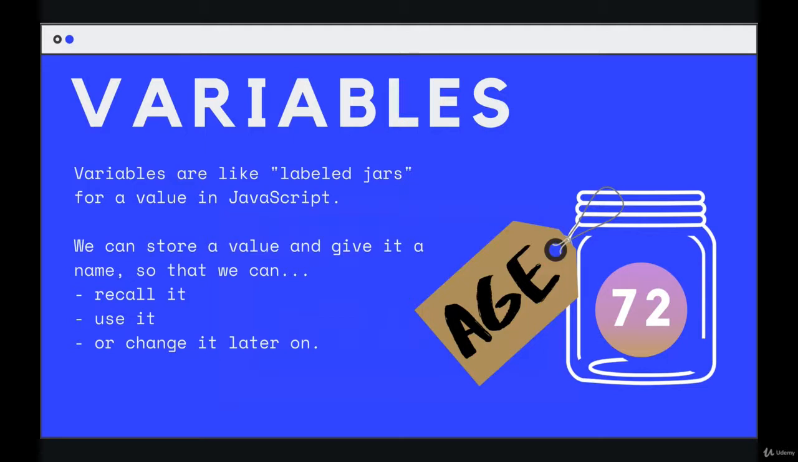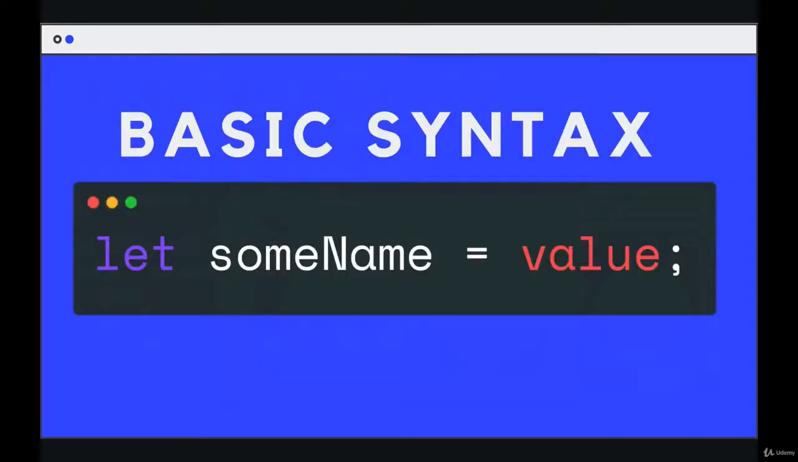So we can store a value, we give it a name so that we can recall it later, we could use it, we can pass it to something, we can change it, we can do all sorts of things. So very, very important concept in programming. We make variables all the time.